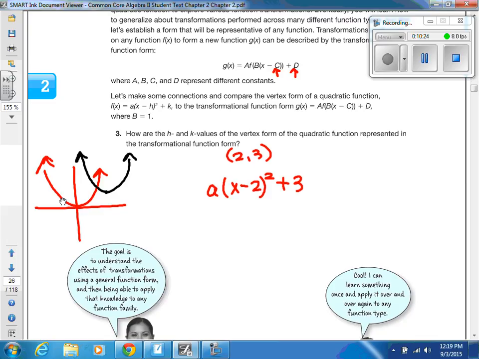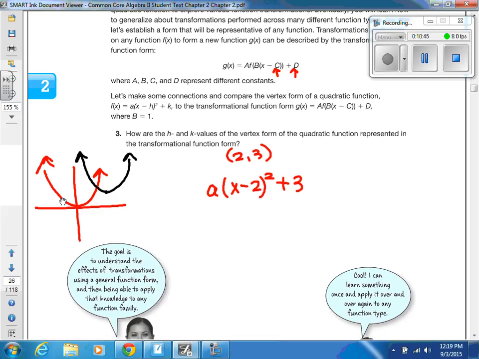The C is going to be the same as the H. The K is going to be the same as whatever is here plus D. Just be thinking about that's happening to every point, not just the vertex. Happening to every single point. Okay. So let's look at one.